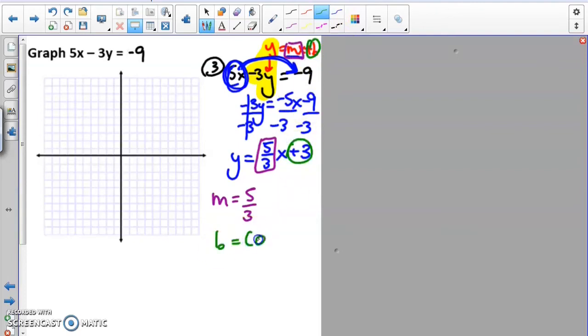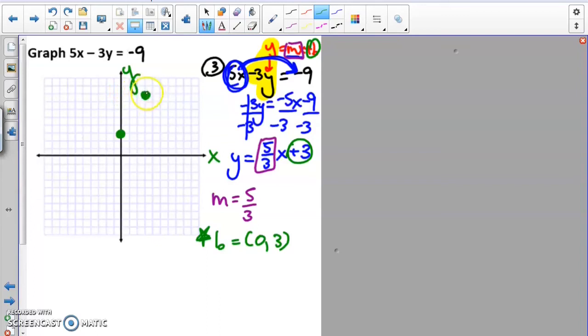So (0, 3). Go ahead and make your coordinate plane, and say that's your x-axis, that's your y-axis. Now we begin with b. This guy gets the star. So b sends us to 0, then up 3. 1, 2, 3. And from there, we use our slope. Because it's positive 5, we go up 5: 1, 2, 3, 4, 5, and over 3: 1, 2, 3 to the right. Because it's positive, we go up and right.